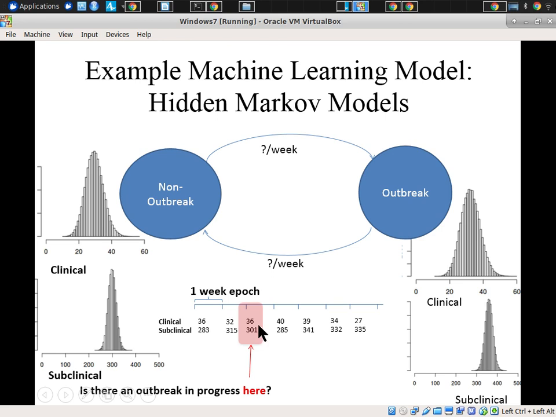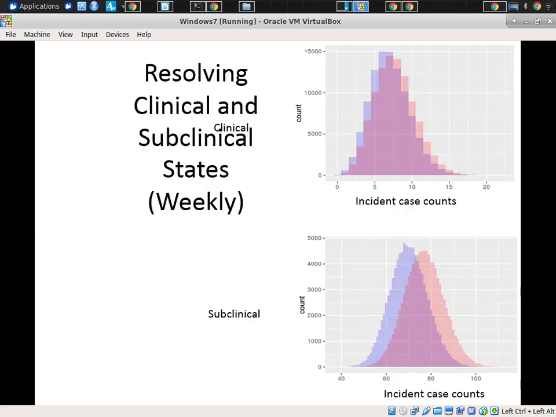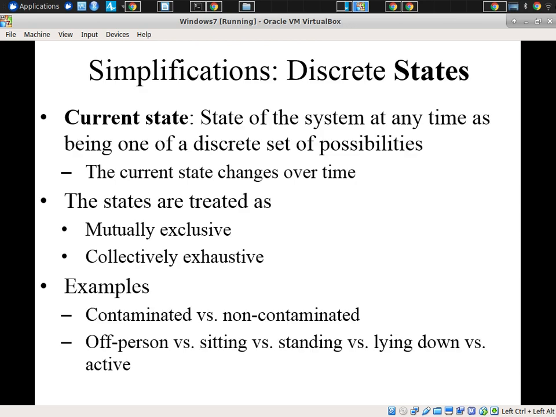And we want to figure out, in a given epoch, say of 1 week or 1 day, is there an outbreak in place there? Was there a foodborne illness outbreak that was operating? And there might be overlap between these situations. In terms of the distributions, any one measurement will be ambiguous. The distributions themselves will be overlapped. But if we get enough measurements, the idea is we might be able to tease this out, but we have to account for the fact that over time, the underlying state may change, okay?